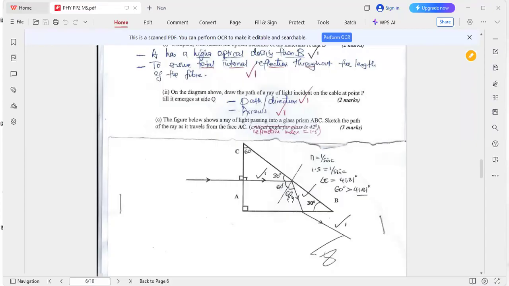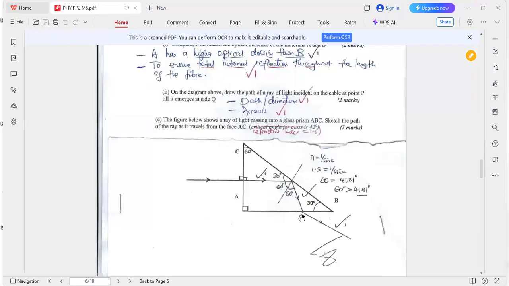And if this is 60, then the remaining angle here will be 30. So that we have 30 plus 60 plus 60 plus 30, total 180. And this is given as 30. So we find out which angle is this one here. So 30 plus 30 gives us 60. From 180, we remain with 120. So this is 120 degrees.